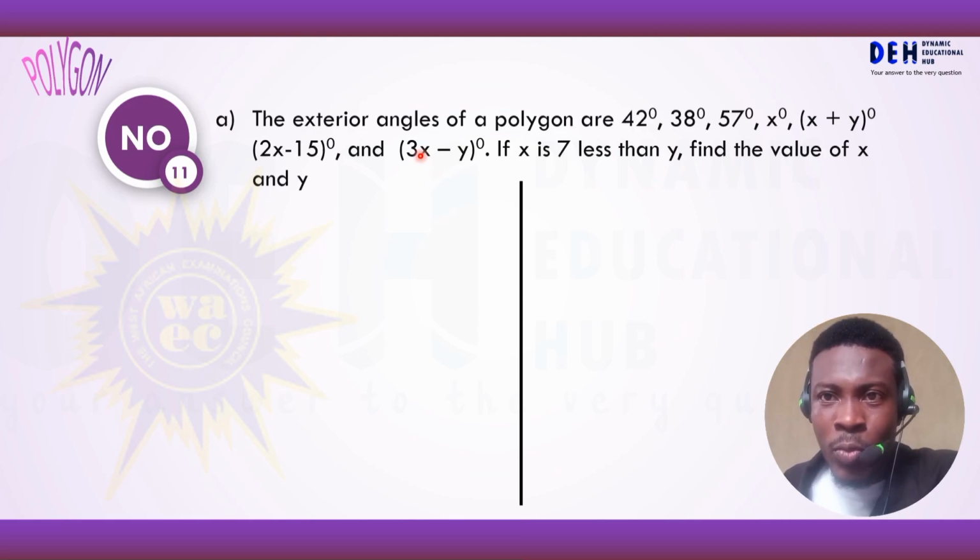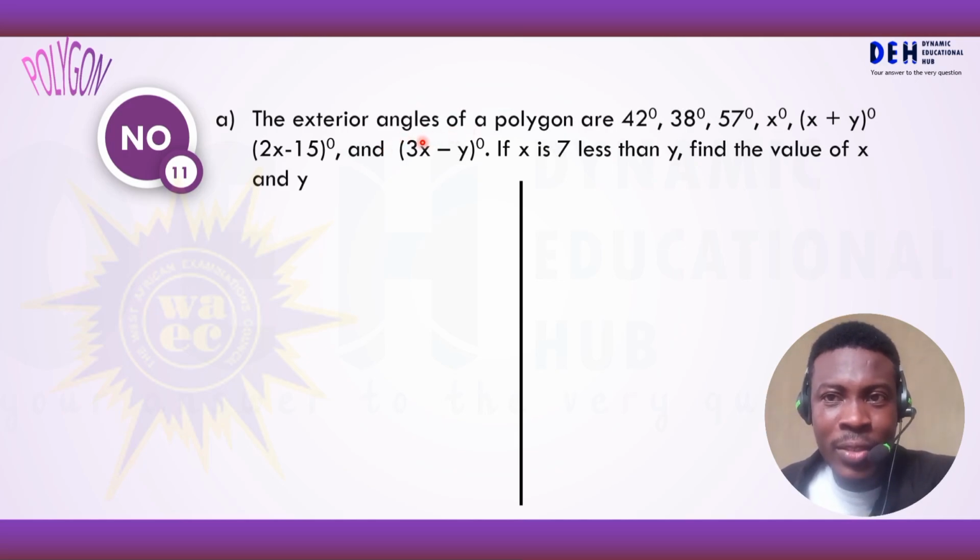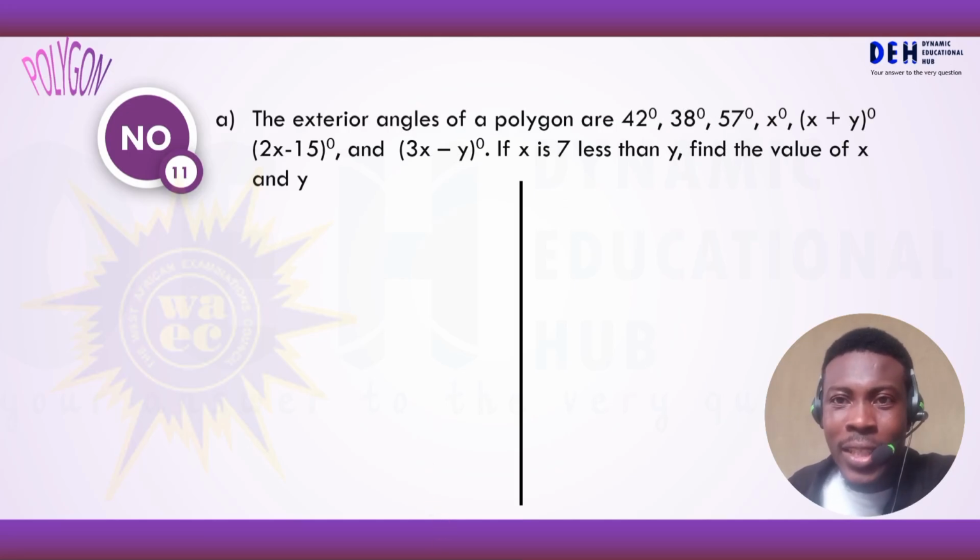Which angles are we given here? All these angles are exterior angles, not interior angles. If you add the exterior angles of any polygon together, what value do you get? You will get 360 degrees. You can check out my channel for the proof of the sum of the exterior angles of any polygon. Regardless of the size of a polygon, if you add all the exterior angles together, you get 360 degrees, whether the polygon is regular or irregular. That is what we are going to use here. Look at this statement: if x is 7 less than y, let's see how to apply that. Now let's have a solution here.